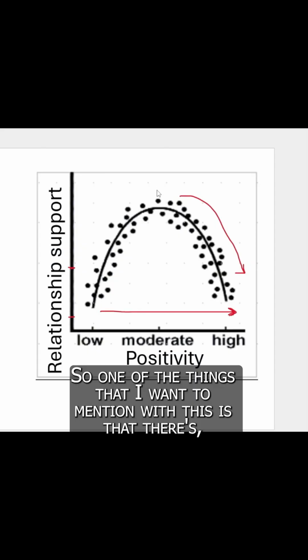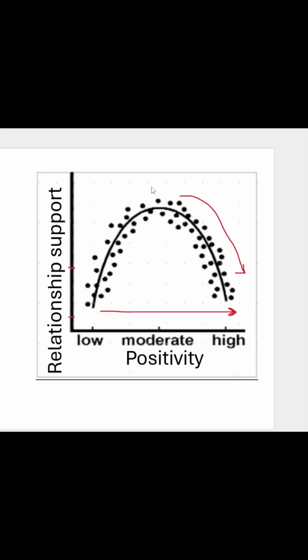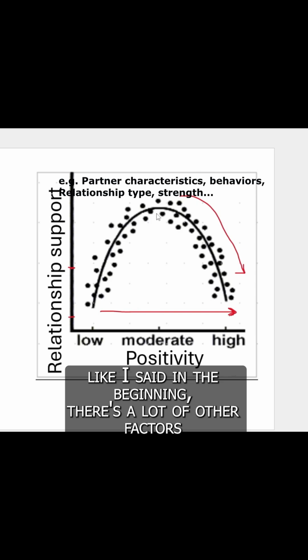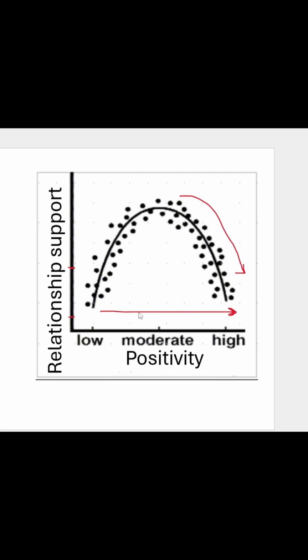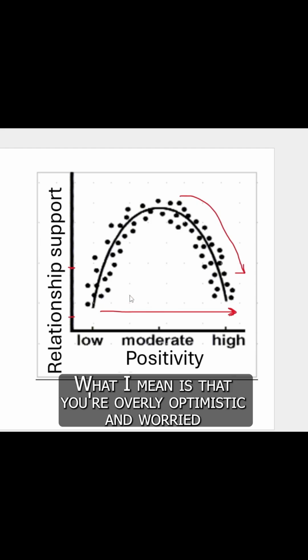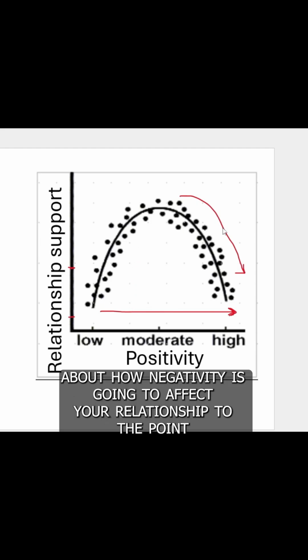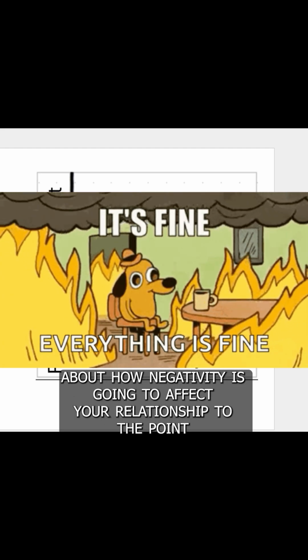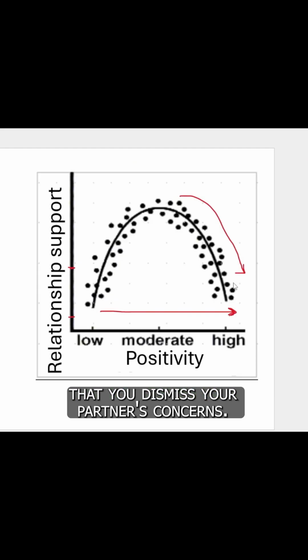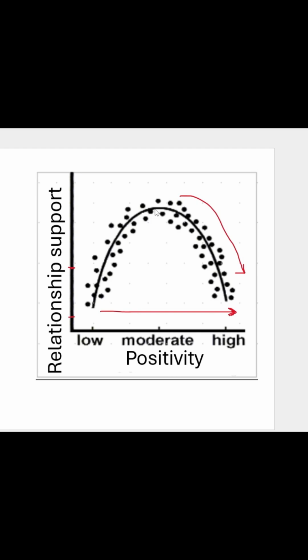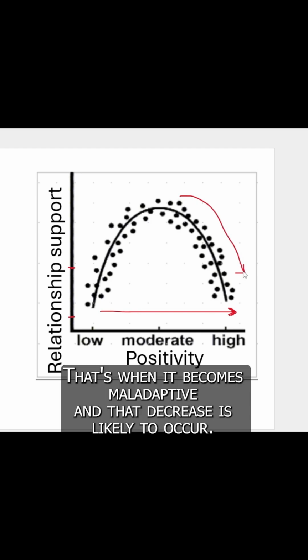So one of the things that I want to mention with this is that, like I said in the beginning, there are a lot of other factors that are influencing the dynamic in this case. What I mean is that you're overly optimistic and worried about how negativity is going to affect your relationship to the point that you dismiss your partner's concerns. That's when it becomes maladaptive, and that decrease is likely to occur.